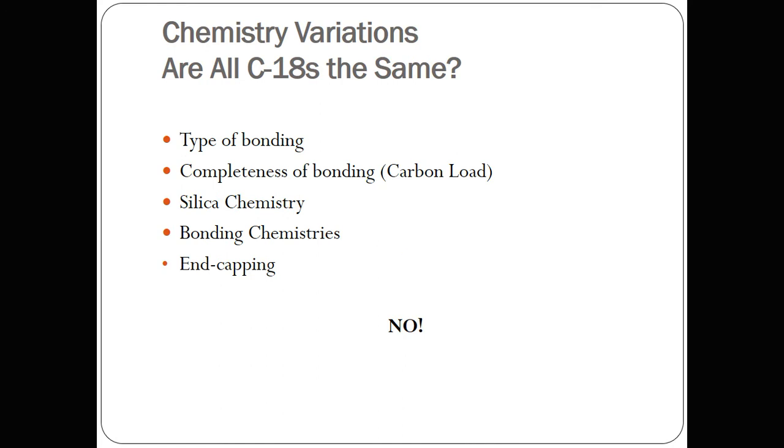Chemistry variations: are all C18 columns the same? No. It depends on the type of bonding, completeness of the bonding, carbon load, silica chemistry, bonding chemistry, and end-capping. It all depends on these properties.